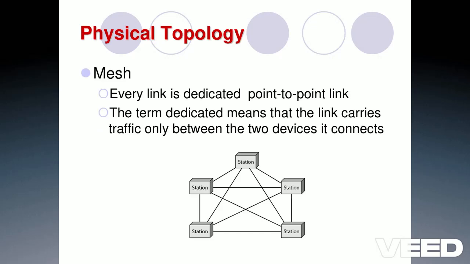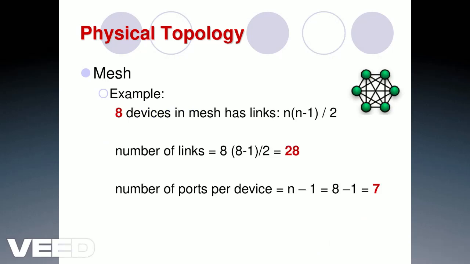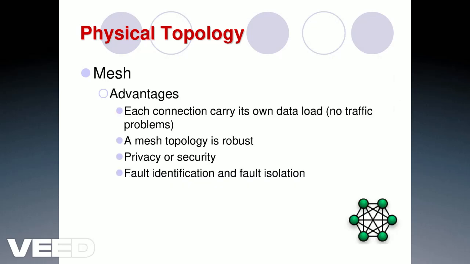Mesh topology means every link is a dedicated point to point link. Every device is connected to each other. So, here to connect n devices, we need n(n-1)/2 physical channels, and we need n-1 ports. For example, suppose we need to connect 8 devices in a mesh topology, the number of links is 8 x (8-1)/2 = 28 links, and the number of ports should be 7 for each device.